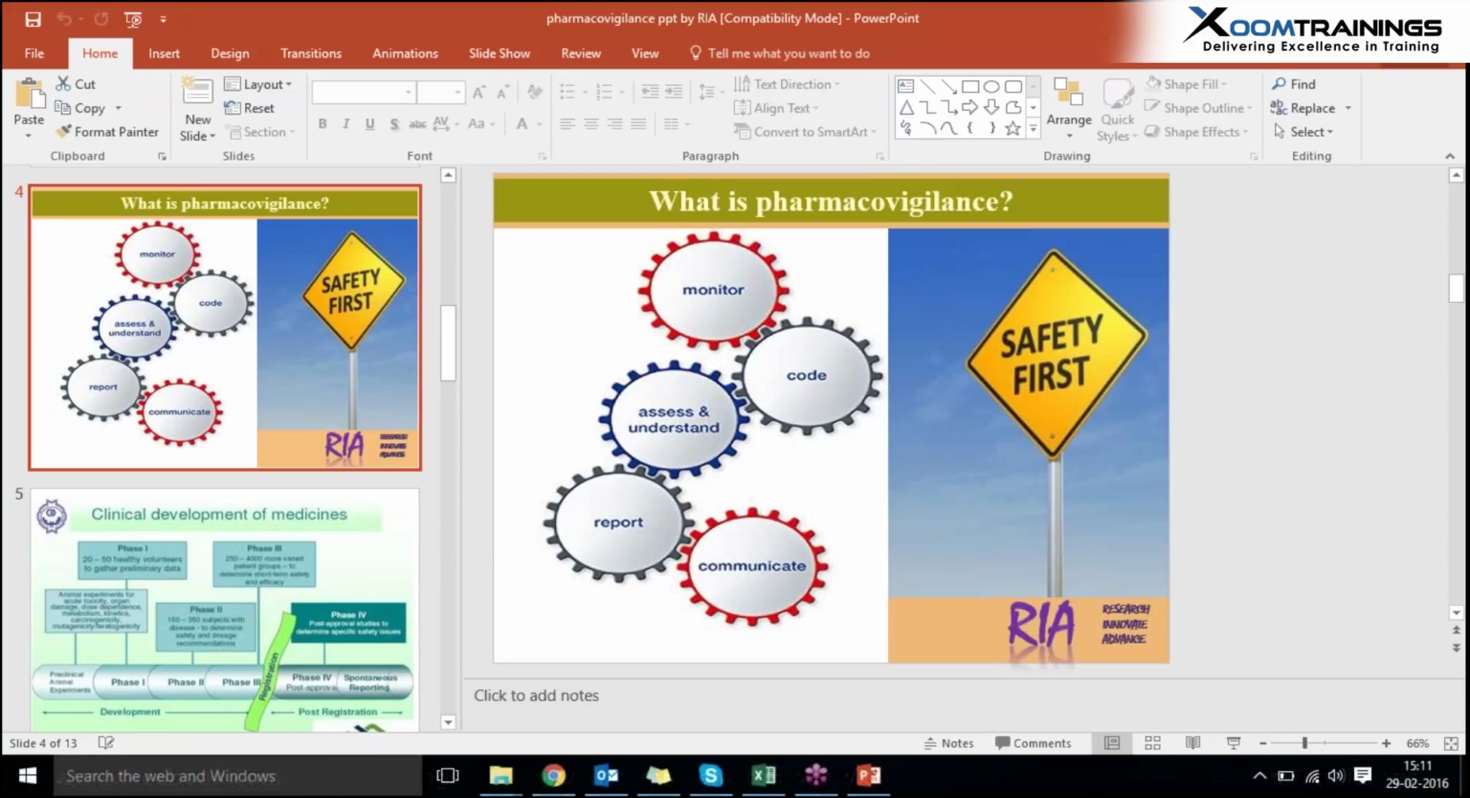You have to produce it in a particular format. If you are submitting it to the Indian government, you have to submit it in their format. The Indian government will give you a format to report adverse events. You have to, at any cost, report in that format only.